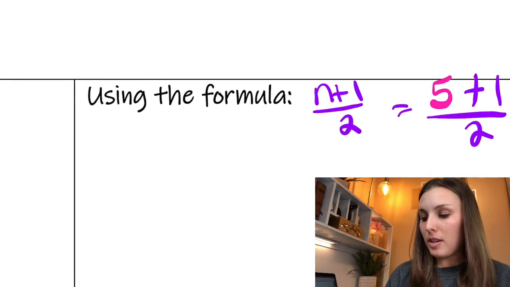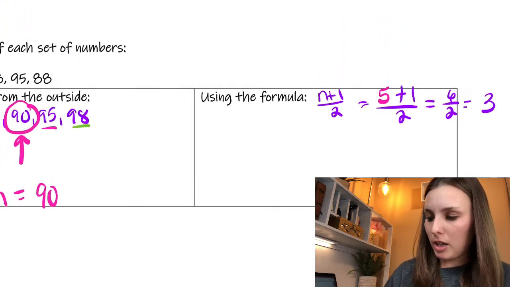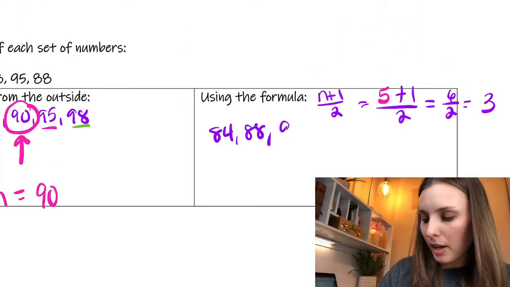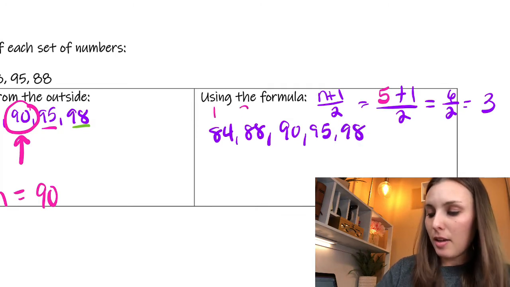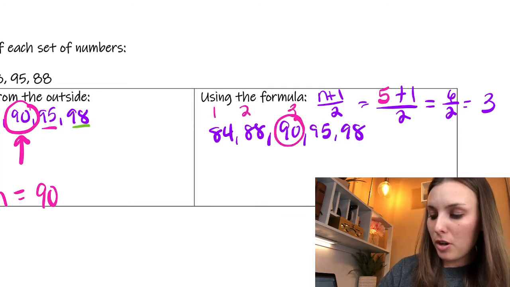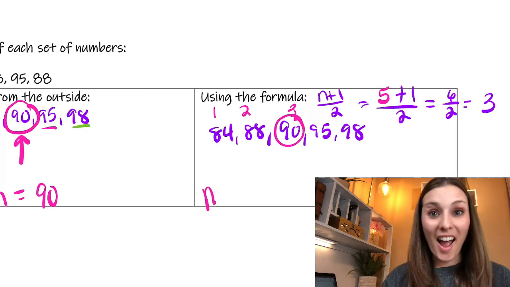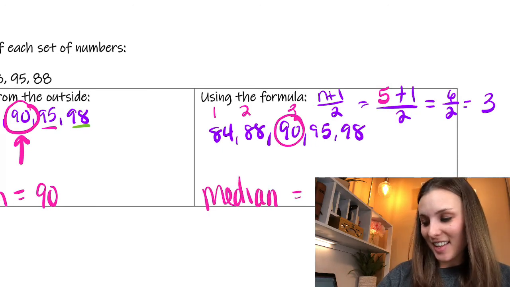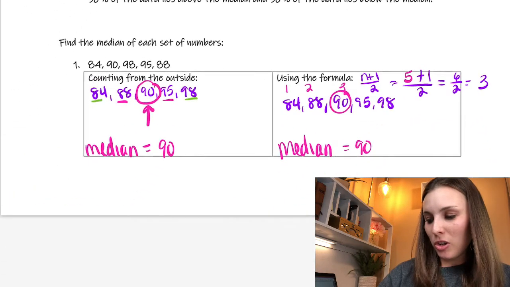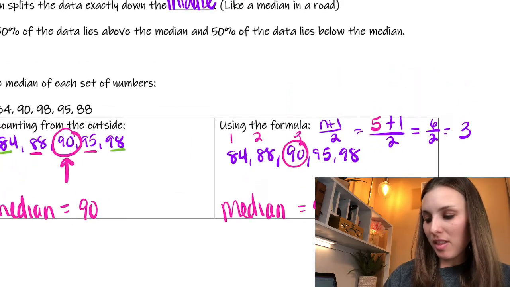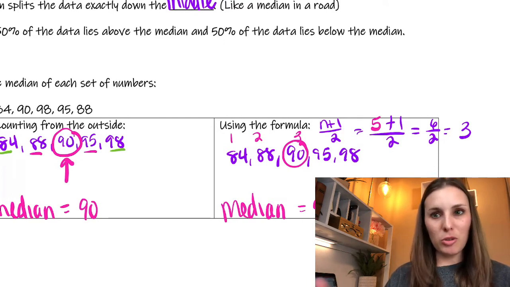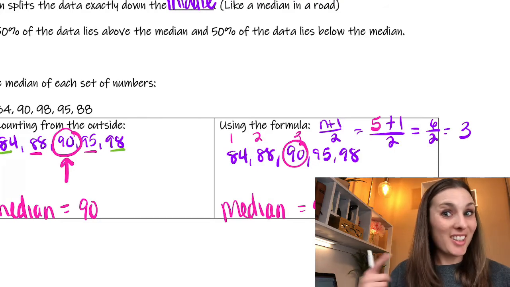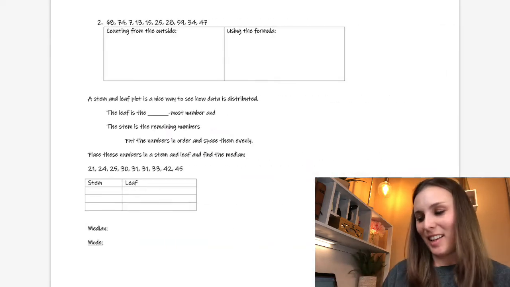So let's write these in order, just like we already did. We've already kind of done the work for it. 84, 88, 90, 95, 98. The third number is the median. Isn't that so neat? So you can see here that in either method, we get 90. So if you get the same answer doing it 2 different ways, then maybe it's okay to pick the method you like. I love math.